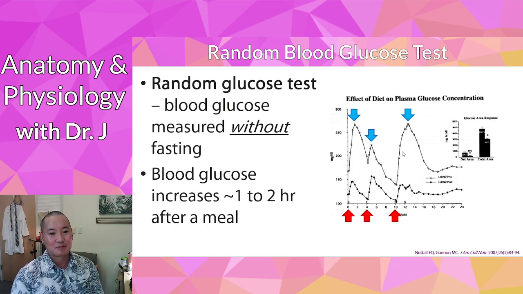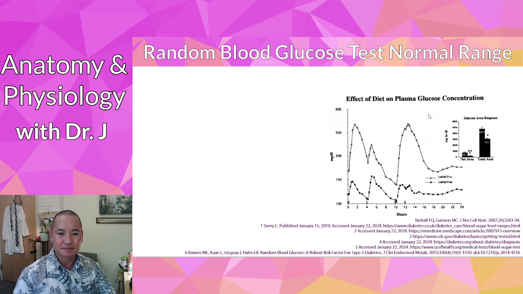Now, this is why if you take it at different times, you can get a big wide range, and this is why they ask you to fast when measuring your blood glucose. If you're not eating anything, this measures your baseline, your body just trying to maintain its own normal level, or homeostasis, of blood glucose. Now, what's the normal value of a random blood glucose test?